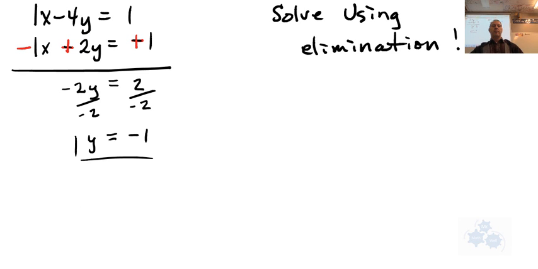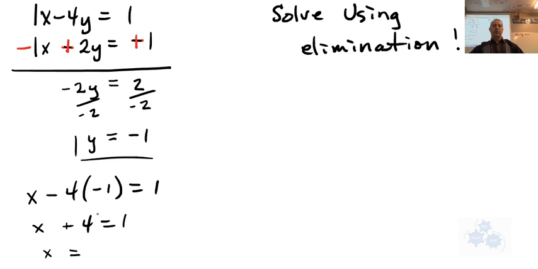So I'm going to go like this. I'm going to say x minus 4 times this y value from the first equation. This is going to be x plus 4 equals 1. This is going to be x equals, when I take 4 away from both sides, I'm going to get negative 3. Anybody else get negative 3 for x? Yeah, a few of you? Good, good. Okay, so this is what it looks like so far.